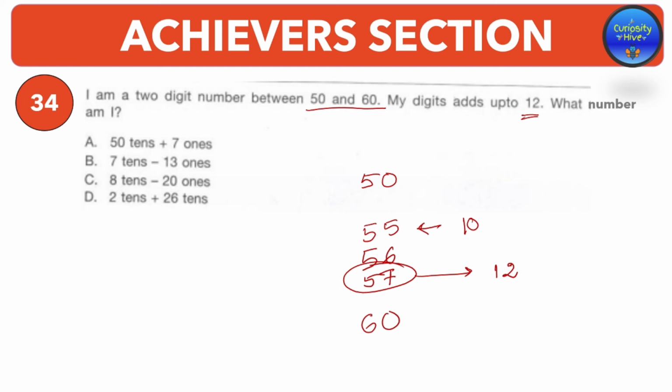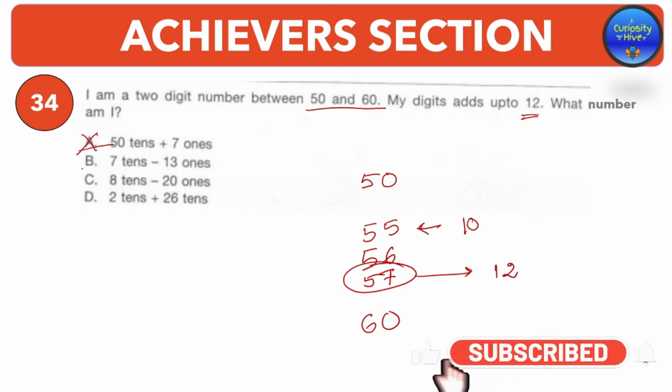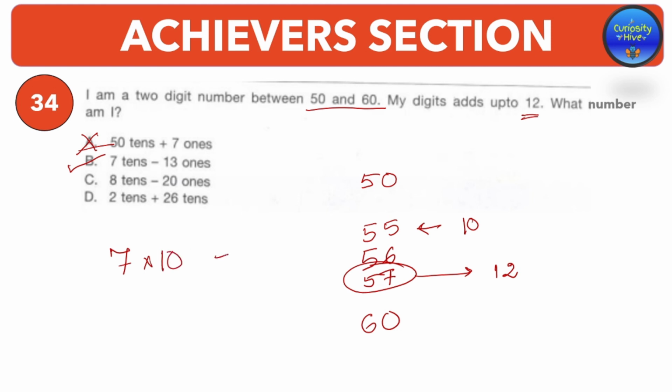But let's match it here. The moment you see 57, you would be tempted to click A, but that is not right. In fact, when you solve it, it is B which is the right answer, because 7 tens is 7 times 10, that is equal to 70 minus 13 times 1, 13 ones, which is equal to 13. And 70 minus 13 will give you 57. So that is your right answer.